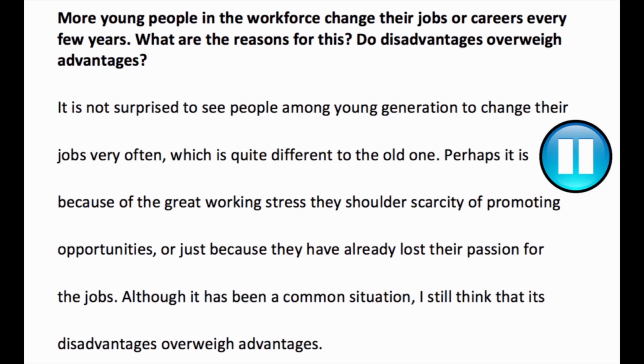Let's talk about the structure briefly. The structure is good. The first sentence paraphrases the question statement. The second sentence gives a few possible reasons, but it doesn't go into too much detail. And the third sentence talks about the disadvantages outweighing the advantages, so it suggests that that's what the essay is going to say and how it will be structured.